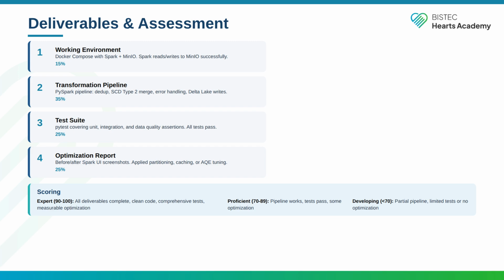Expert level means all 4 deliverables complete with clean code, comprehensive tests, and measurable performance improvement. Proficient means a working pipeline with passing tests and some optimization. Push your code to a GitHub repository for evaluation.